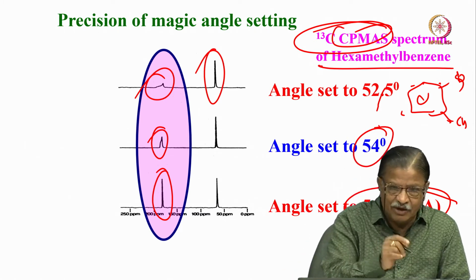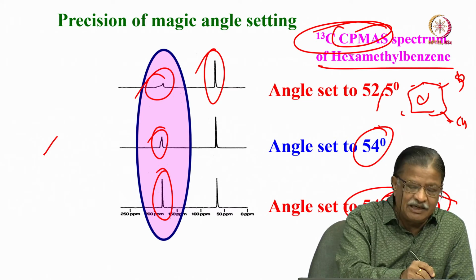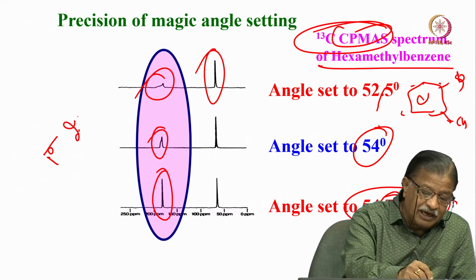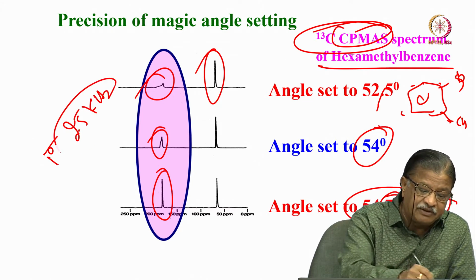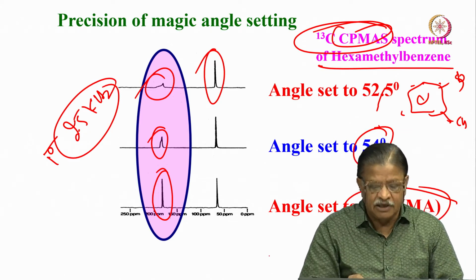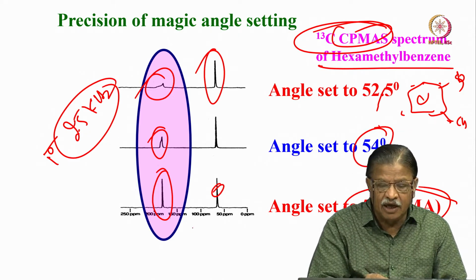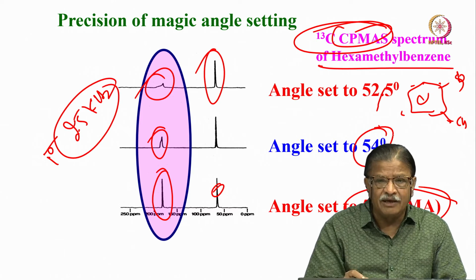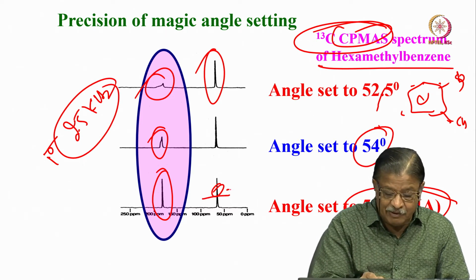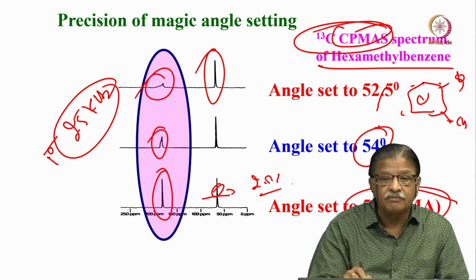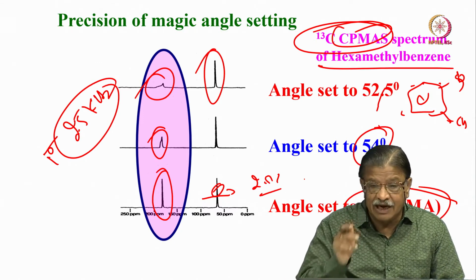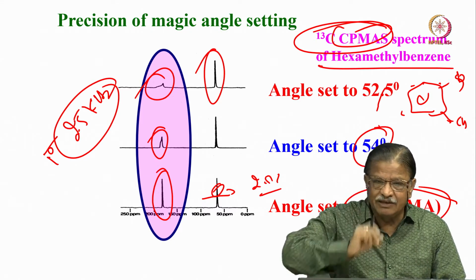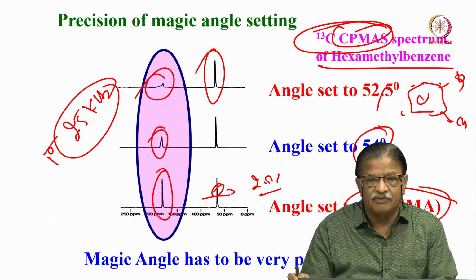And I tell you, move away from the magic angle just by 1 degree, you are bringing in 2.5 kilohertz of line width into this spectrum. The spectrum was so sharp. Now, if you just go 1 degree away from the magic angle, this line width will be 2.5 kilohertz more. That is what happened. So, the magic angle setting is very precise and it is a little tricky. So, you have to understand this one.